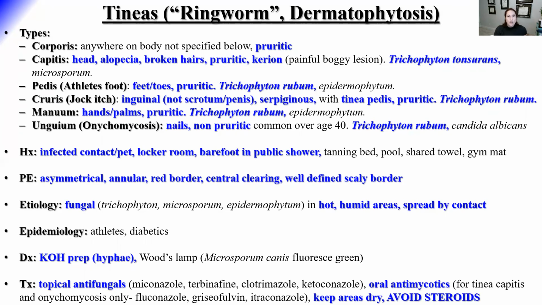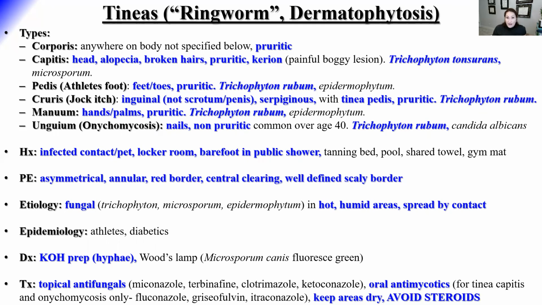Tinea manuum occurs on the hands or the palms. It's very, very itchy. Tinea unguium, or onychomycosis. This affects the nails, and this one is non-pruritic. It's a fungal infection of the nails, most commonly caused by Trichophyton rubrum. This is more common over the age of 40, very, very common in the elderly population.